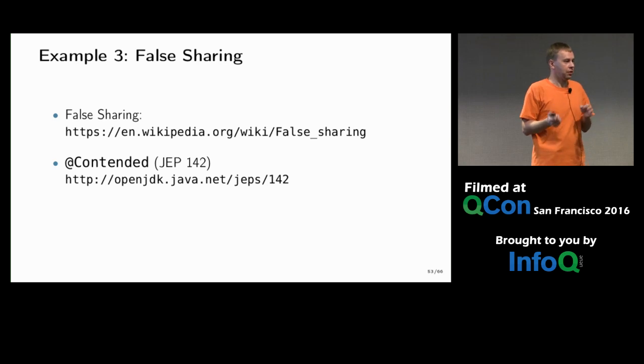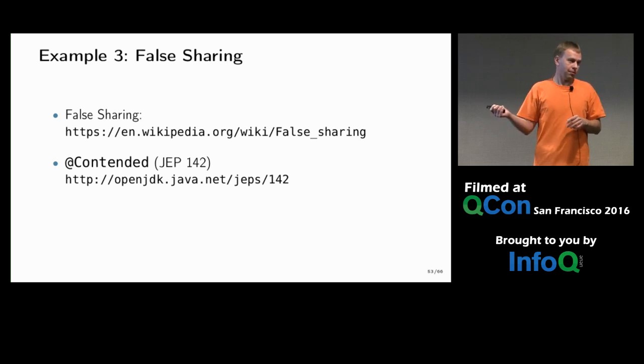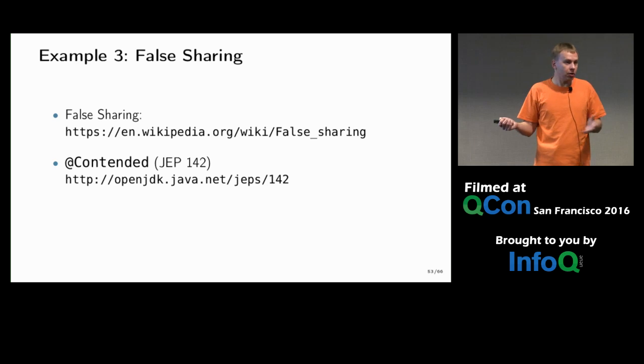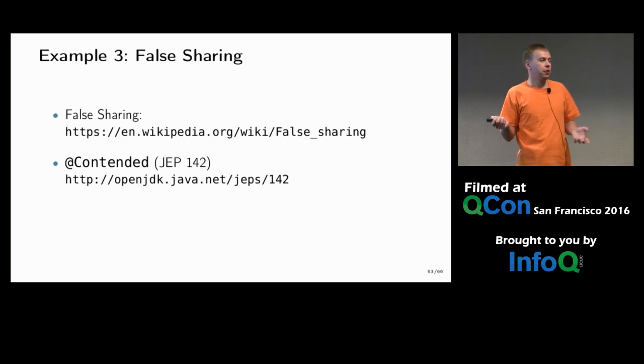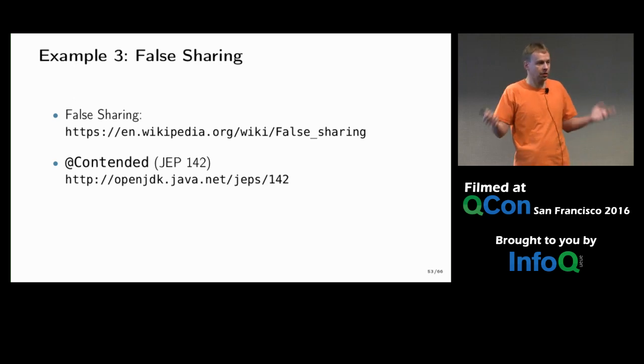We even did this annotation for Java 8. It's implemented by JEP 142. It's not public, unfortunately. It's for our internal use. There is an option which enables you to use it, because we really need this kind of annotation to do proper protection from false sharing in very sensitive places in concurrent utilities, in the java.util.concurrent package, and so on.